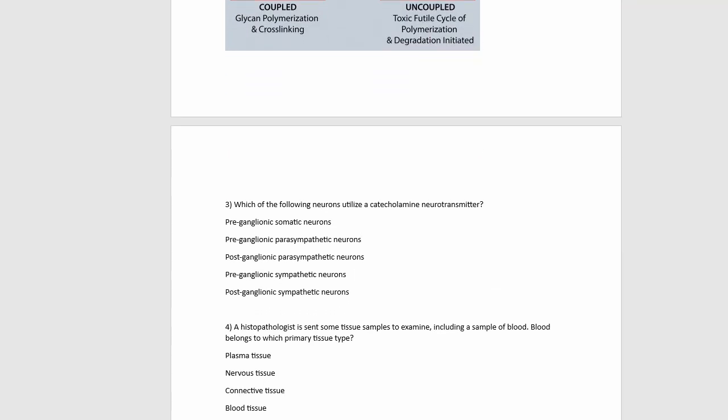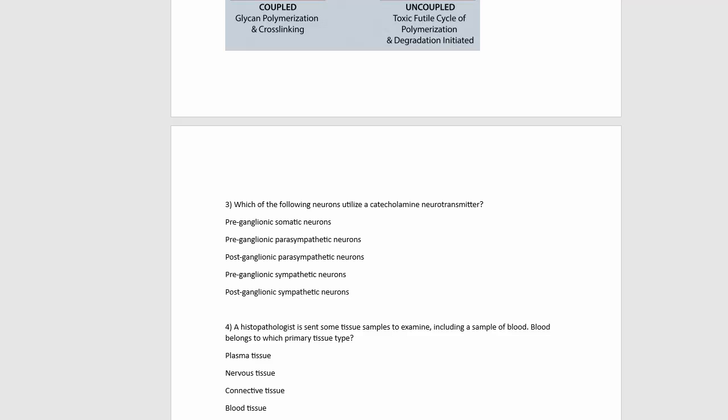Okay, so question 3. Which of the following neurons utilizes a catecholamine neurotransmitter? So is that the preganglionic somatic neuron, the preganglionic parasympathetic neuron, the postganglionic parasympathetic neuron, preganglionic sympathetic neurons, or postganglionic sympathetic neurons? Okay, so let's start with basics.